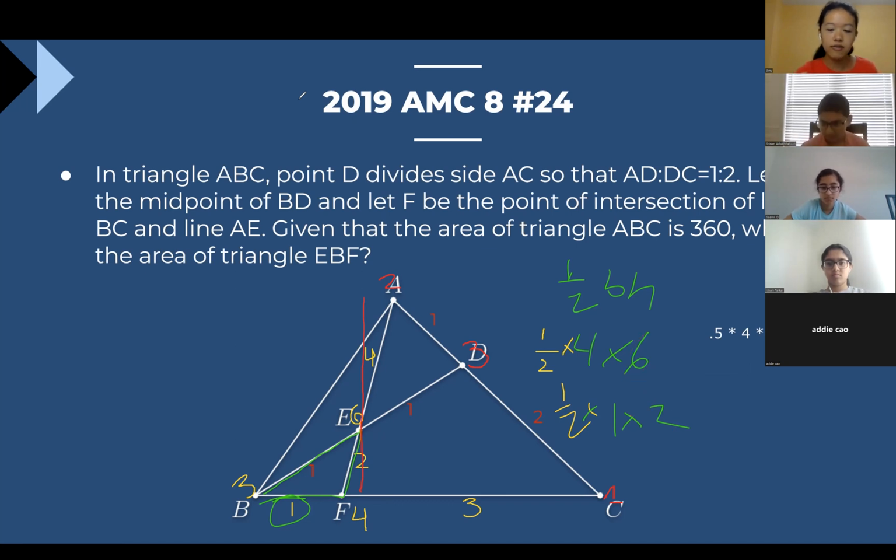So the ratio of the areas would be this fraction, 1/2 times 4 times 6 divided by 1/2 times 1 times 2. That ratio is 12, which means the little triangle is 12 times smaller than the big triangle ABC. The big triangle ABC is 360, and 360 divided by 12 is 30. So that would be the answer.